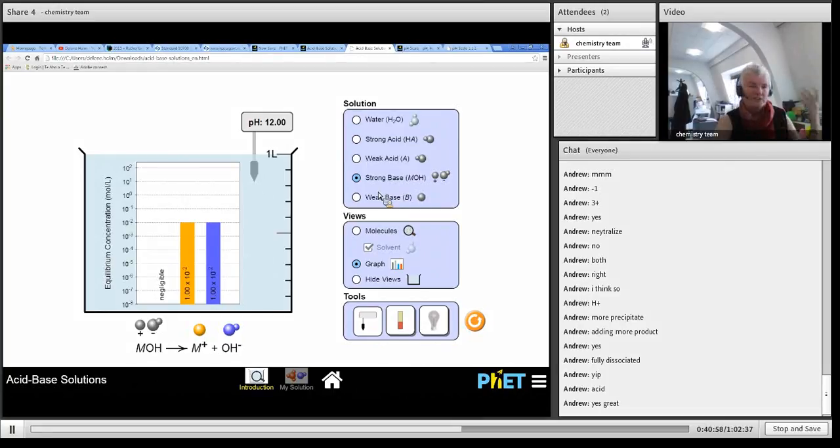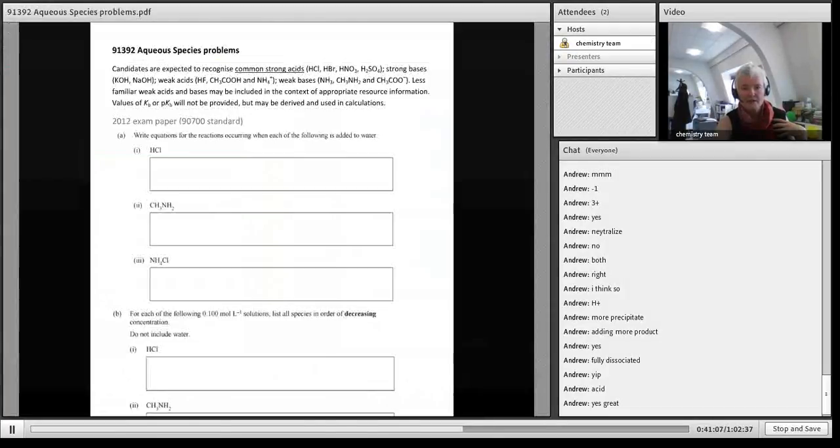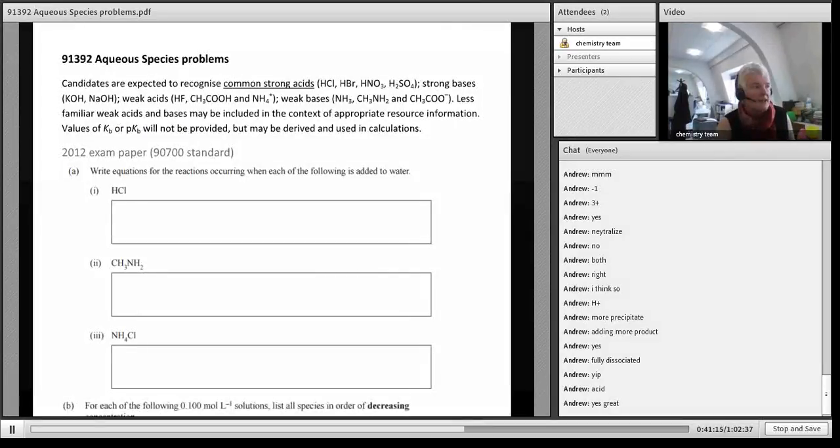Right. Okay. So now I'm going to share again to something different. It's that PDF. I'm going to make this a little bit bigger. These are the aqueous species problems that you can get in the exam. These are all from the past exam papers, and we'll work through some of them so you can see what we get. And I'm going to change my color.